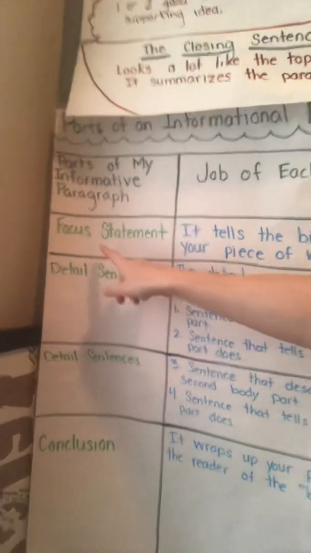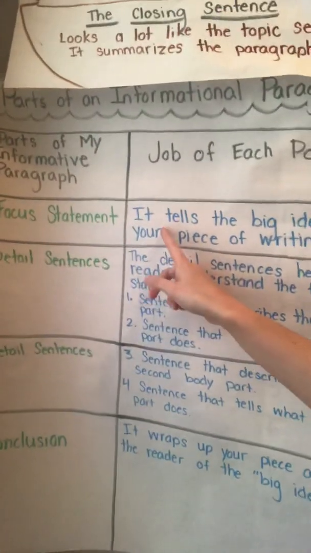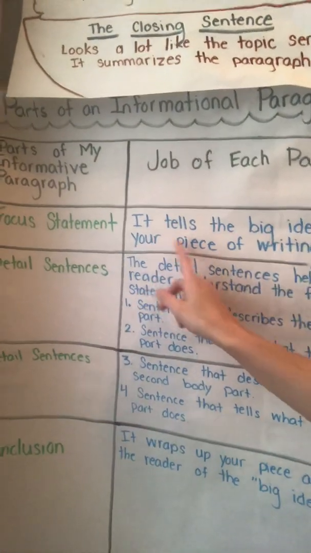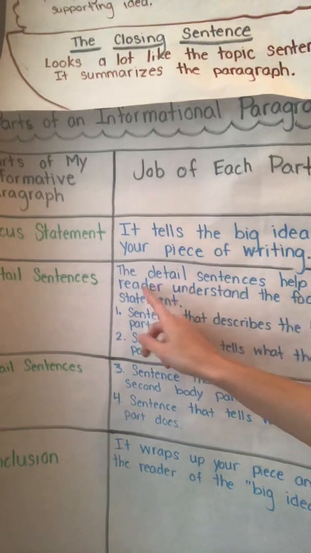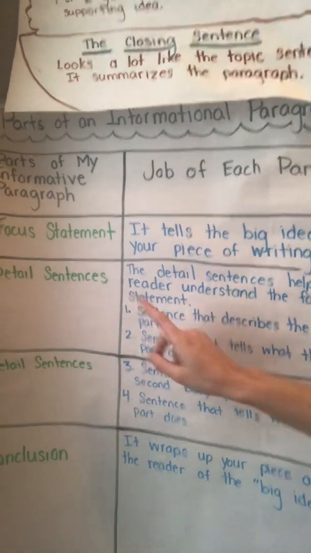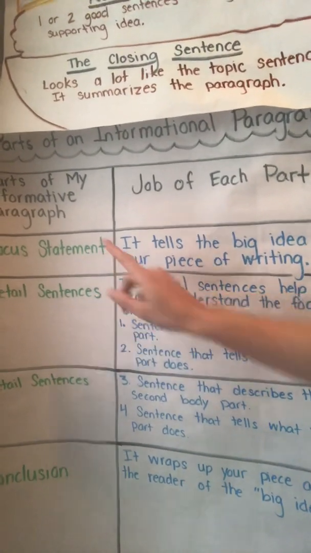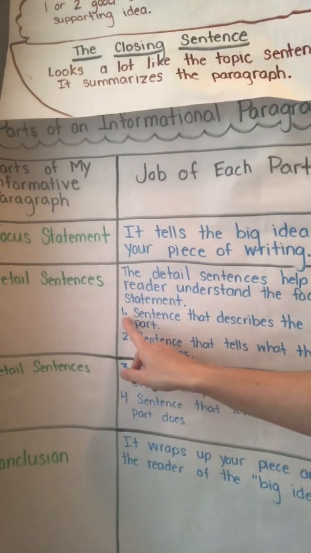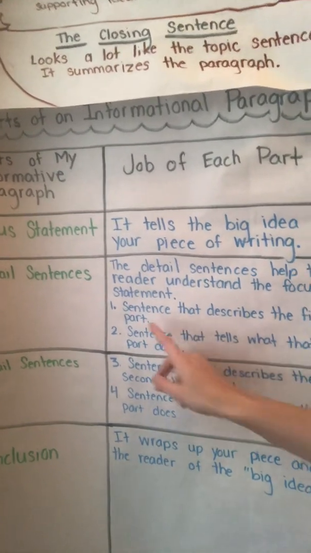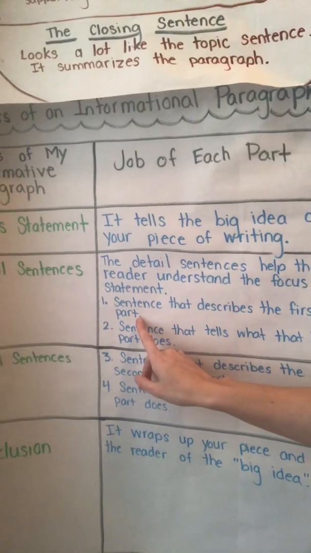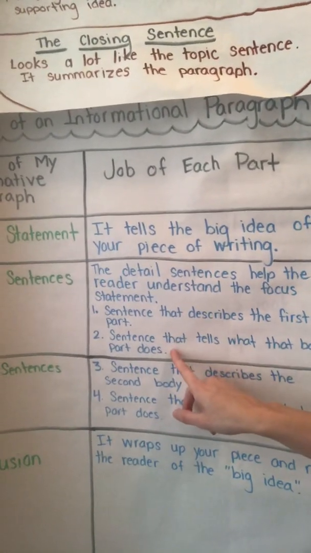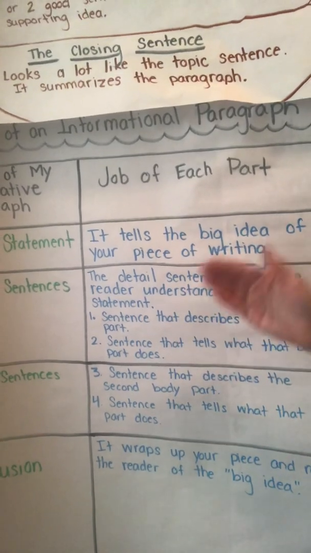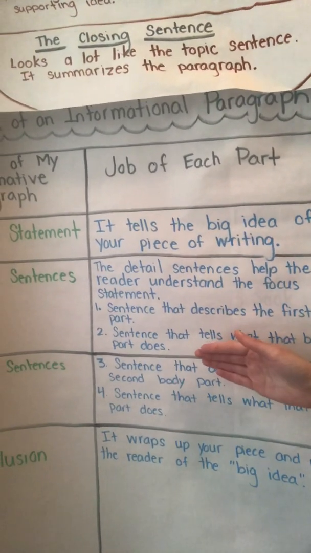So yesterday we did our focus statement, which tells the big idea of your piece of writing. Then we did our first set of detail sentences. So the detail sentences help the reader understand the focus statement. So it gives them information about our first sentence. We had our first sentence, it described the first body part, which was one of the feathers. And then the second sentence told us how that feather helps or protects the bird and helps them survive.